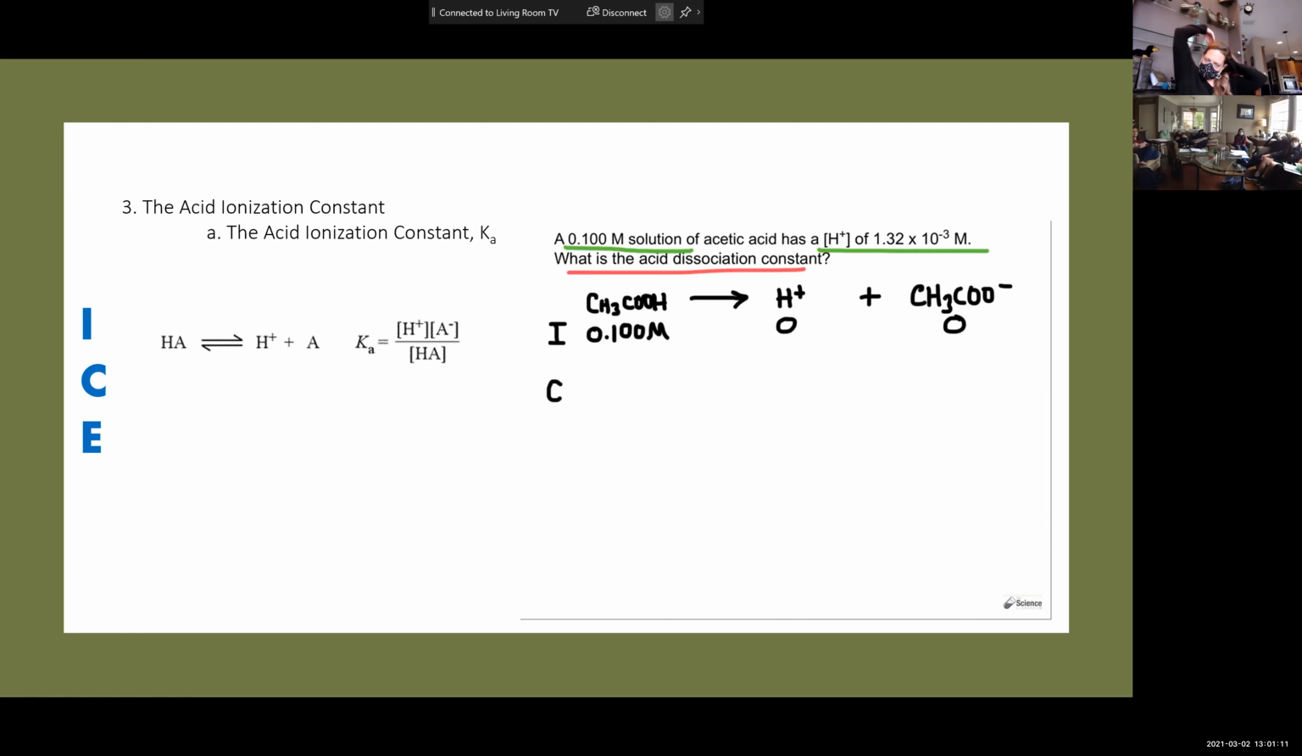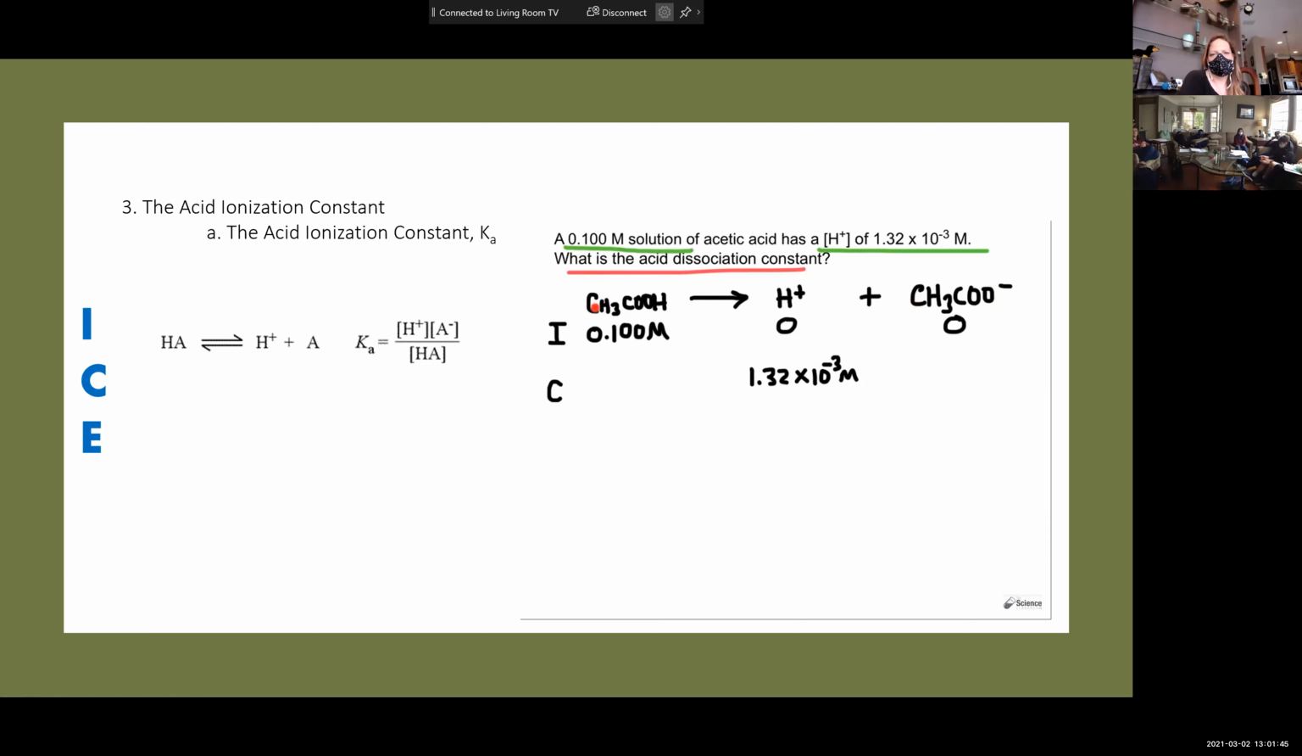Next, we'll look at the change, how this is going to change. We'll represent that by a C. And the hydrogen ion concentration is going to change from 0 to 1.32 times 10 to the negative 3. Now, based on this chemical reaction, the stoichiometry here, it's a 1 to 1 to 1 ratio. That's looking at the coefficients in front. If there's nothing there, that just means there's one of those substances. So if this goes up by 1.32 times 10 to the negative 3, this has to go up by the same amount because it's a 1 to 1 ratio.